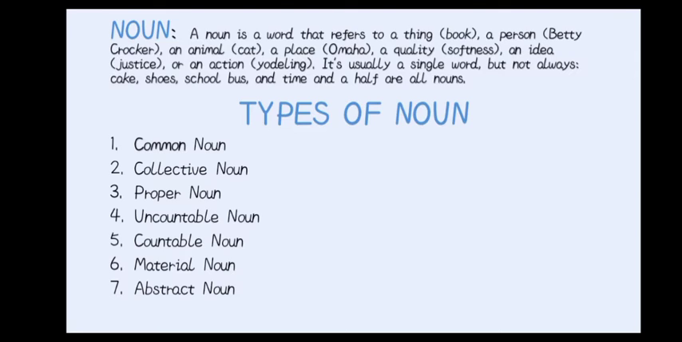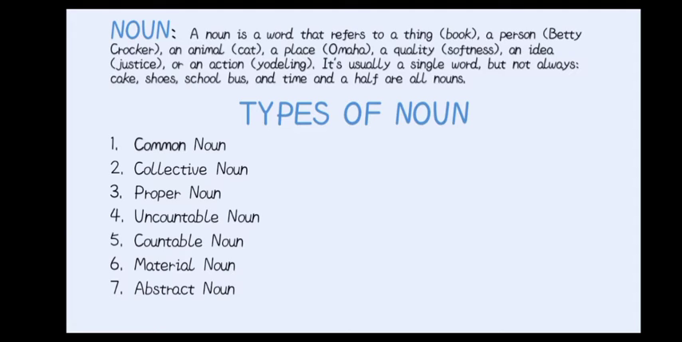Now there are different types of noun. There are 7 different categories: your common noun, collective noun, proper noun, countable noun, uncountable noun, material and abstract.